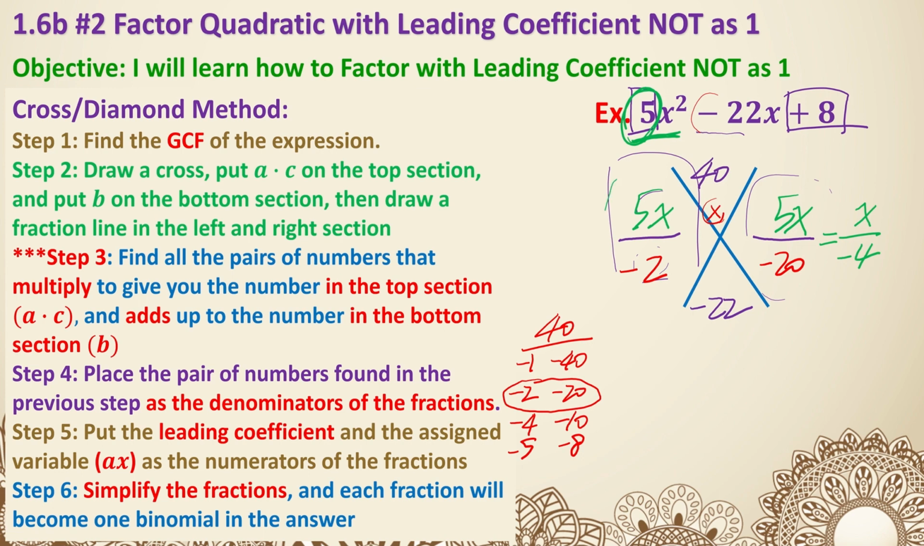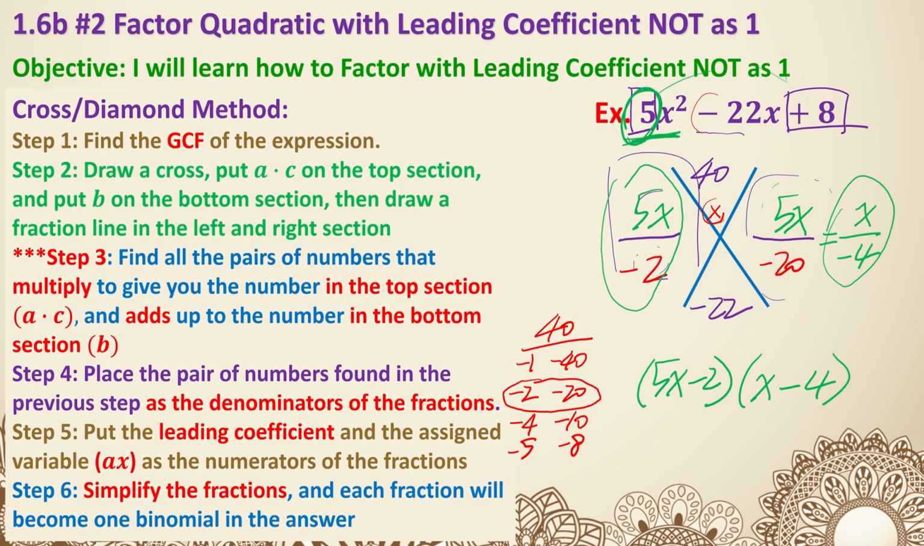Lastly, the left side is going to be your first parenthesis, so it's going to be 5x minus 2. And the right side is going to be second parenthesis, x minus 4. The reason we're simplifying the fraction is because if you keep both of them as 5x, they will multiply to get 25x squared, but we only have a 5x. That's why when you simplify, you take away that multiplication that you did in the first step, so that you actually still have the front variable and the numbers correct. There we go. That is the cross or diamond method.